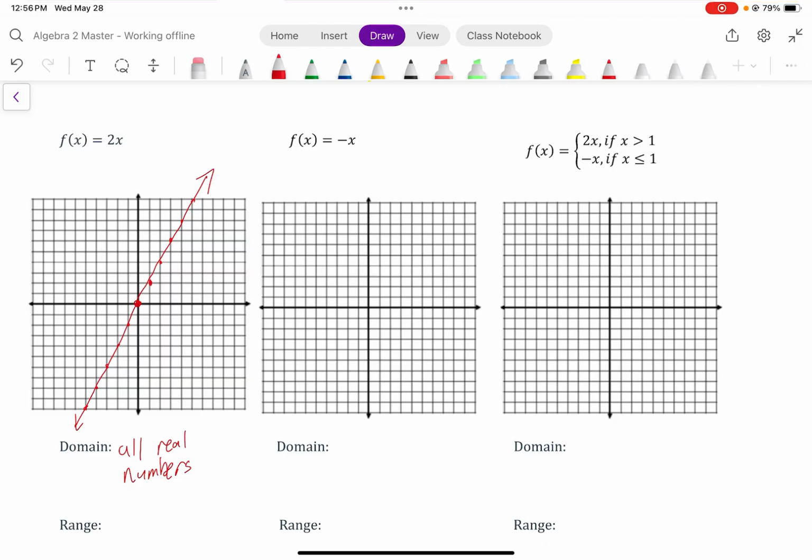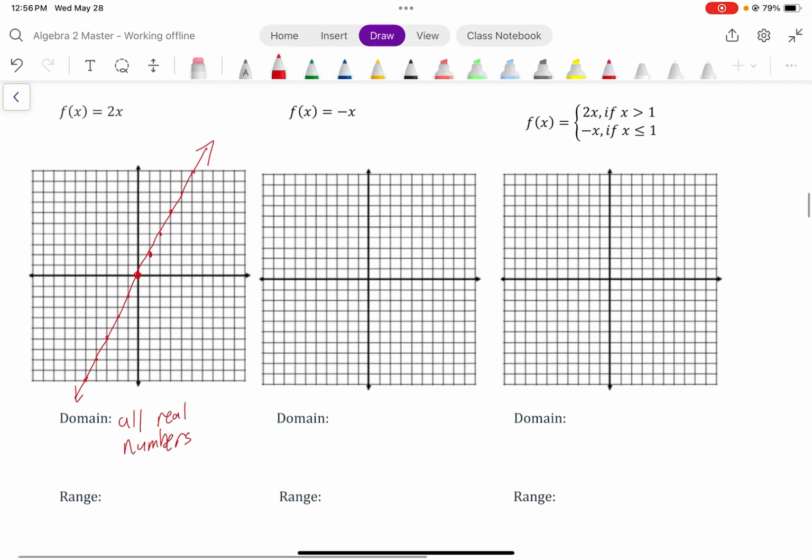If you plug in a negative, you'll get a negative number. If you plug in a positive, you'll get a positive. Our range is also all real numbers. You plug in a negative number, you can get a negative number. You plug in a positive number, you can get a positive number for the y. Not really all that exciting.